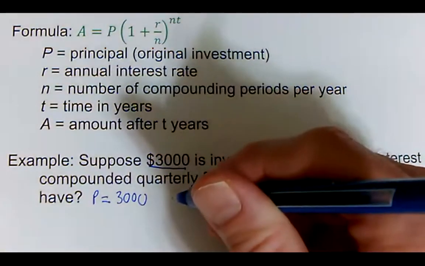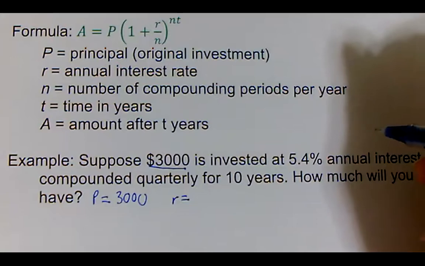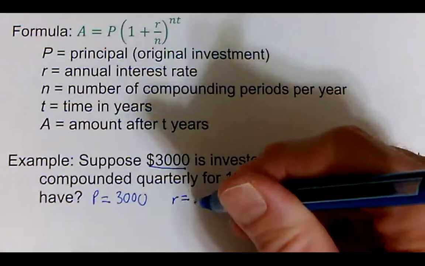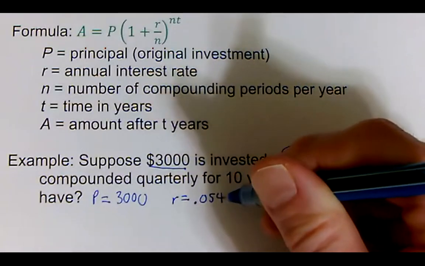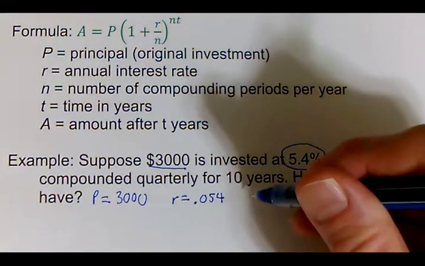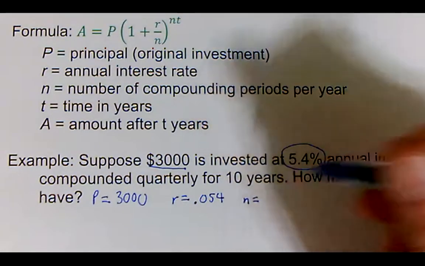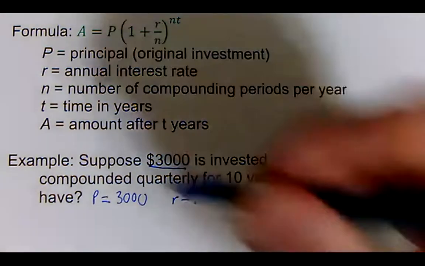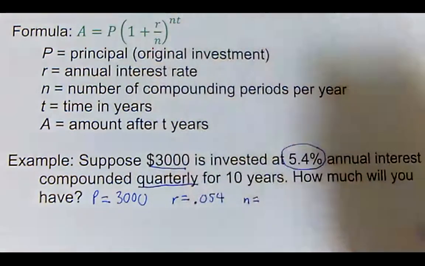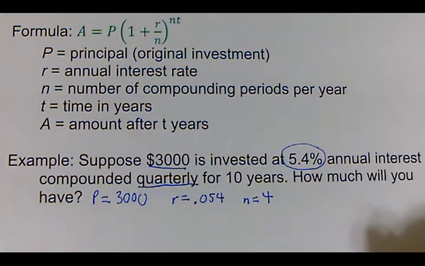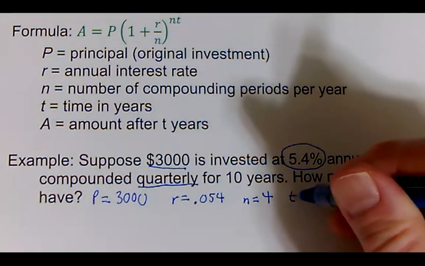The R is the annual interest rate. Now notice that is given as a percent. So you have to change that to a decimal, 0.054, moving the decimal 2 places to the left. The N is the number of compounding periods per year. This is sometimes something you have to look for a little bit more. Notice that this interest is going to be compounded quarterly. That means 4 times a year, so N is 4. And finally, T is the number of years, and that's going to be 10.